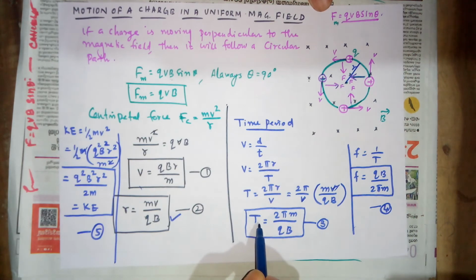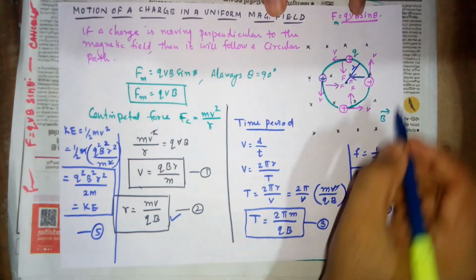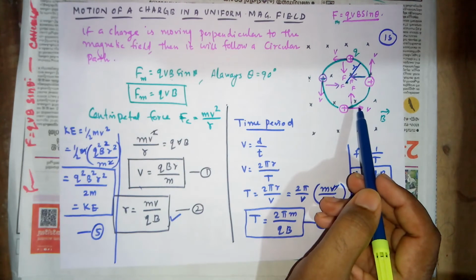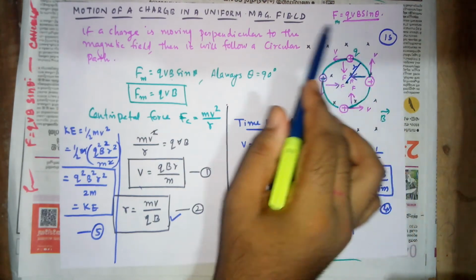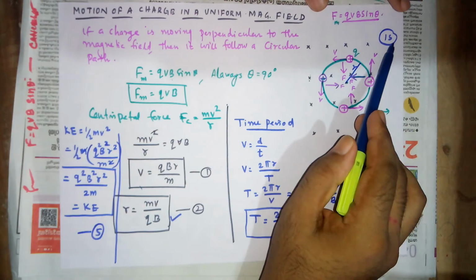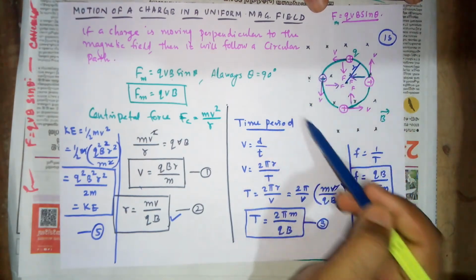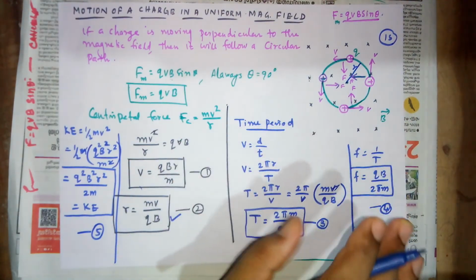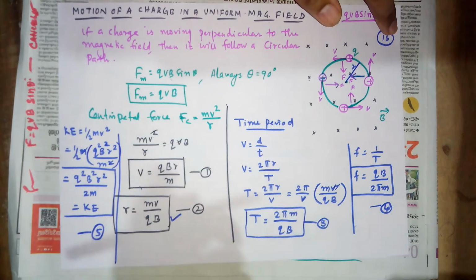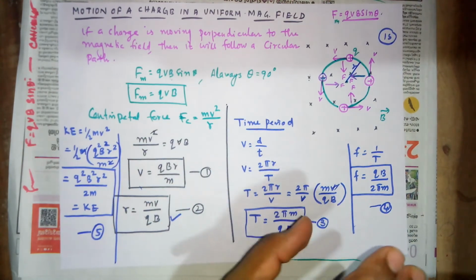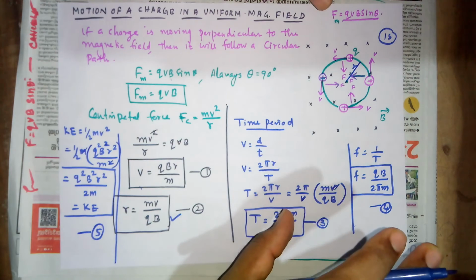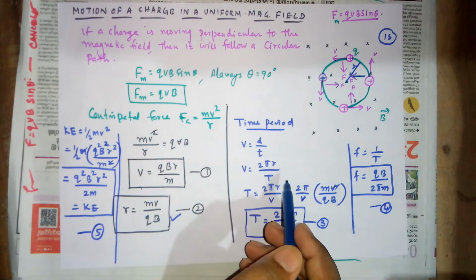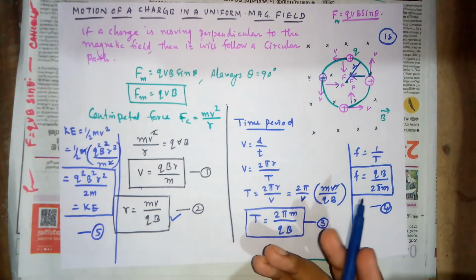That means if the time period is 1 second, then it always has to follow a time period of 1 second. Even though it is moving in a larger circle, it has to maintain the same time period, because the radius of the circle does not affect the time period. It has to complete one revolution within 1 second. So what should this charge do to maintain the same time period? It has to increase its velocity, right? If it is moving in a larger circle, it will move faster, its velocity will increase.